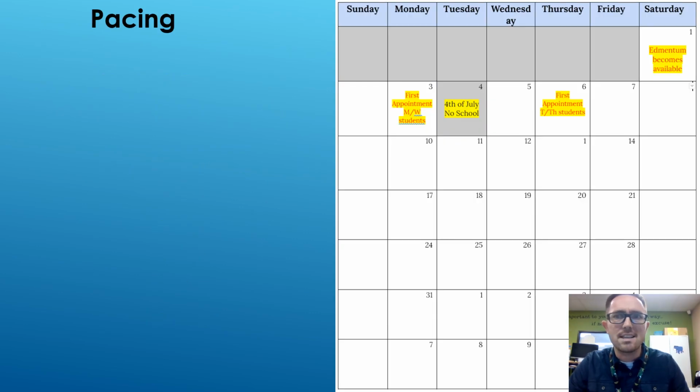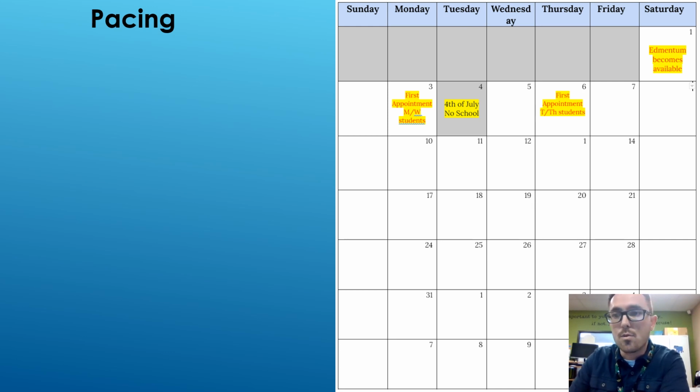Okay, so let's talk about pacing. Here's a calendar of our available days this summer. Edmentum is going to be opening up on Saturday, July 1st, which is really odd. It's the first year that the first has fallen on a weekend, but that is the day that legally we can open that curriculum for you all. So even though it's a weekend, that's when your Edmentum online coursework becomes available.